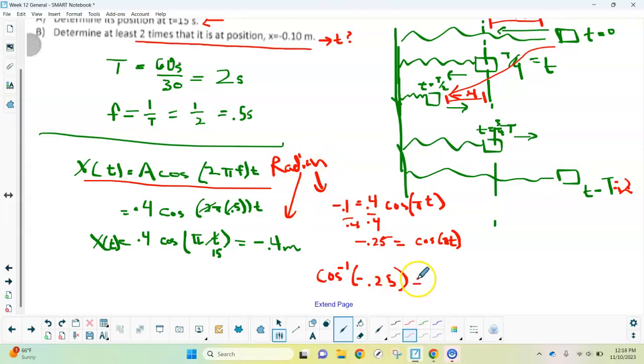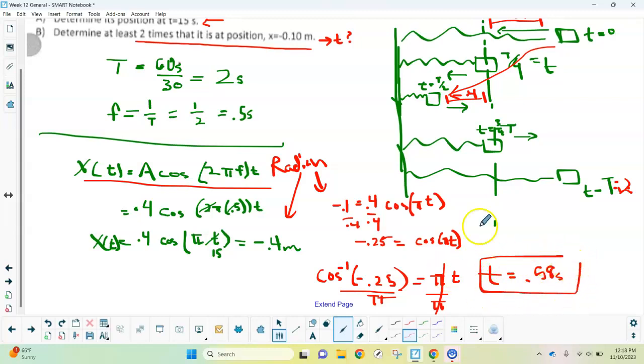So we're going to do that, and that's equal to pi t. And we just want t, so we're going to divide through by pi. So when we divide through by pi, you get t is equal to 0.58. That's the answer it gives you out of your calculator. So 0.58 seconds is where it's at negative 0.1. And that makes sense, right? Because halfway through, if we did here, this is negative 0.4, this is at 0. So negative 0.1 is like over here sometime. So again, this is 1 second, half a second would be here. So it's a little past half a second, which makes sense.